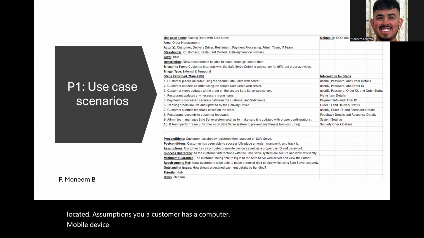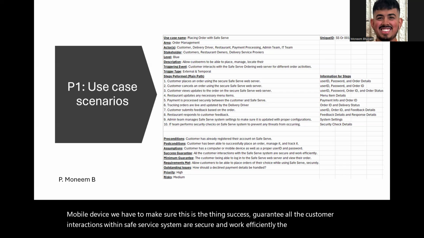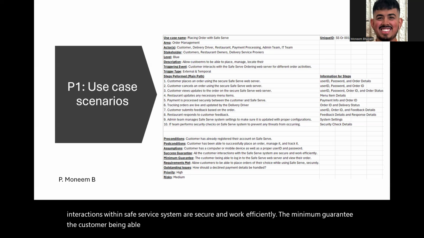We have to make sure this is the thing. Success guarantee: all the customer interactions within the SafeServe system are secure and work efficiently. The minimum guarantee: the customer being able to log in to the SafeServe web server and view their order, making sure the requirements are met. Moving on to requirements met: giving customers the ability to place their order of their choice and making sure it's secure as well.